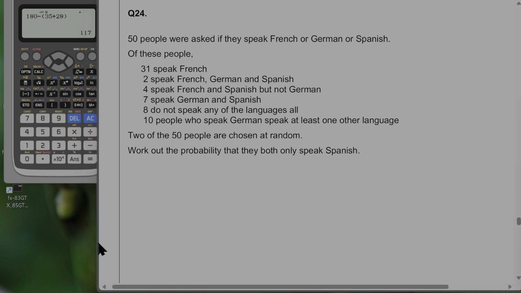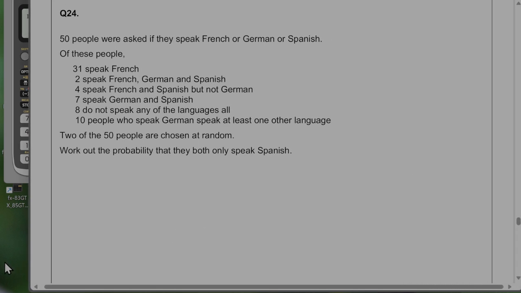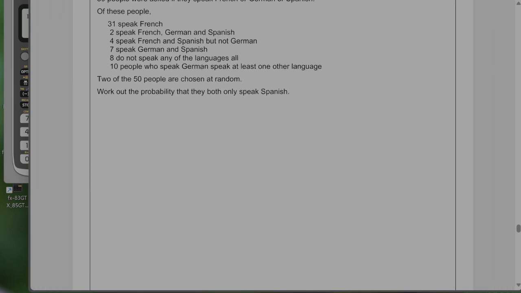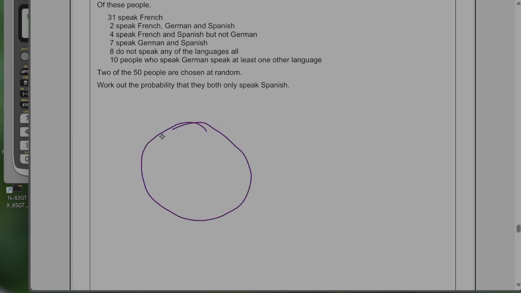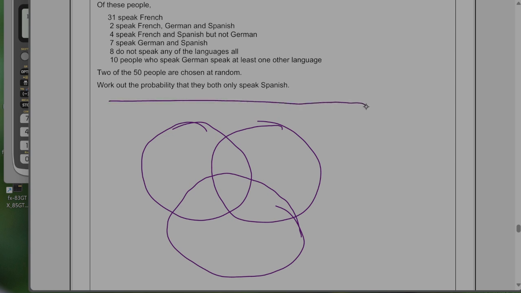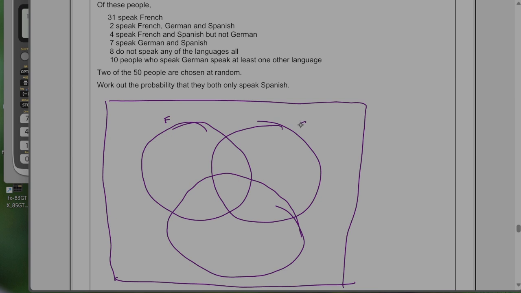Right, let's give us a bit more space for this. We're going to really need a three-way Venn diagram here. So I'm going to try and draw this as neatly as I can. So that will do. And I've got my 3 languages. We'll say French, German, and Spanish.